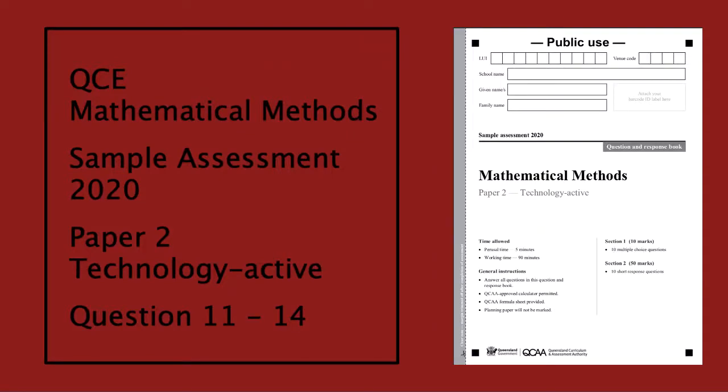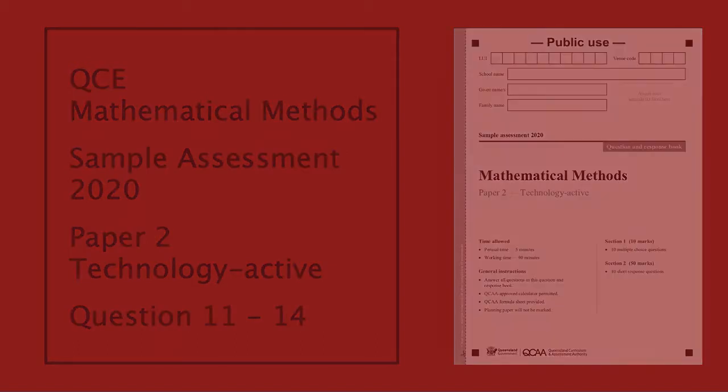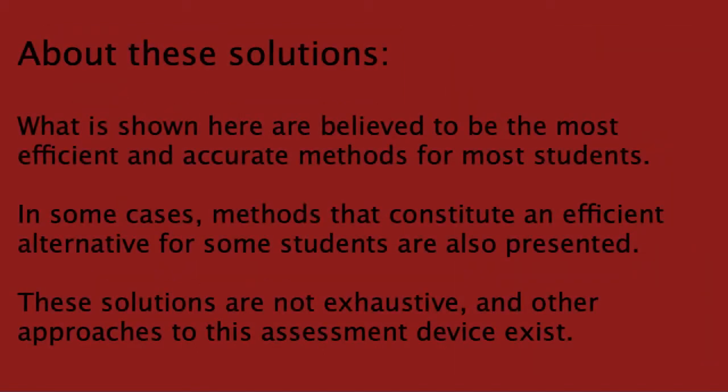The following video will present solutions to the QCE Year 12 Mathematical Methods Sample Assessment 2020, Paper 2, Technology Active, questions 11 to 14. The technology utilised is the Casio CG50AU graphics calculator running operating system 3.2. Unless specified otherwise, default settings have been used.